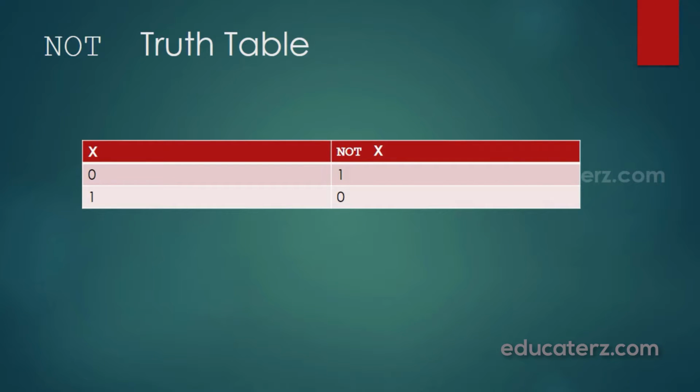NOT truth table. NOT is a logical operator. If X value is 0, then NOT X becomes 1. If X value is 1, NOT X becomes 0. In other words, if you treat 0 as false and 1 as true, if X value is false, NOT X will become true. If X value is true, then NOT X becomes false.